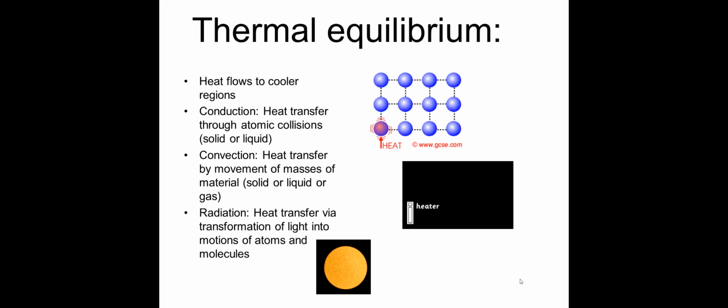Conduction is defined as heat transfer through atomic collisions. This can occur in a solid or a liquid. Convection is heat transfer by movement of masses of material and can occur in solid, liquid, or gas. And radiation is heat transfer via transformation of light into motions of atoms and molecules. So for your homework number 9, give me some examples or one example of conduction and how you can relate that. Convection and radiation.